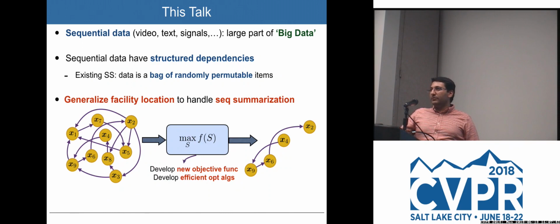So what I'm going to do then in the second part of the talk is talk about a generalization of the same class of objective functions that I picked in the first part, which is facility location, and generalize it to handle sequential data and summarization of sequential data. So that means that I'm going to develop a new class of objective functions and then efficient optimization algorithms to maximize or optimize this new class of functions.